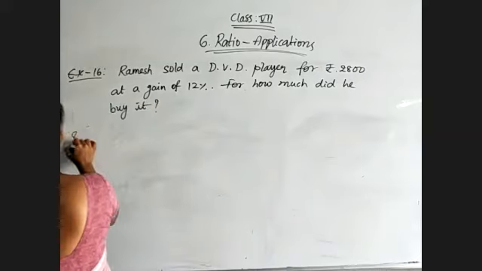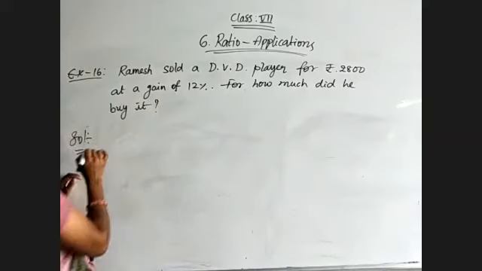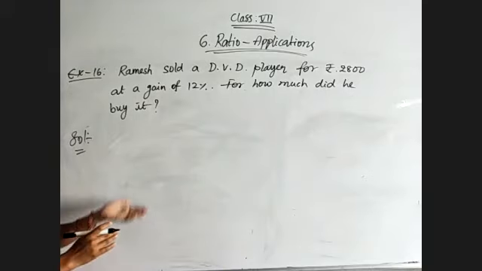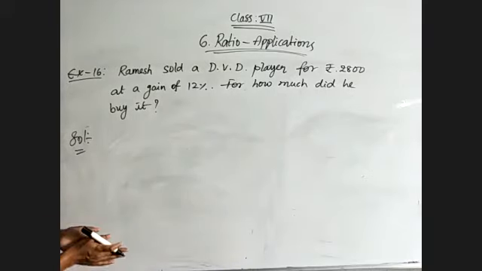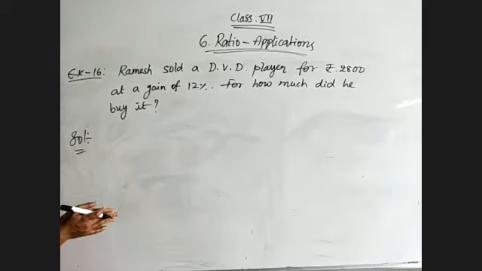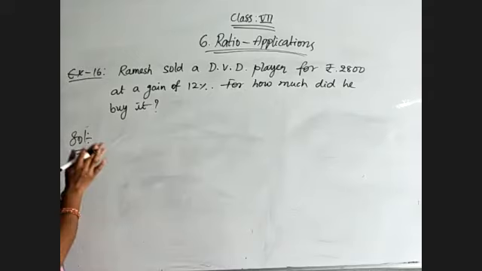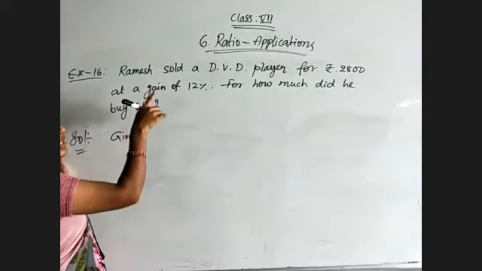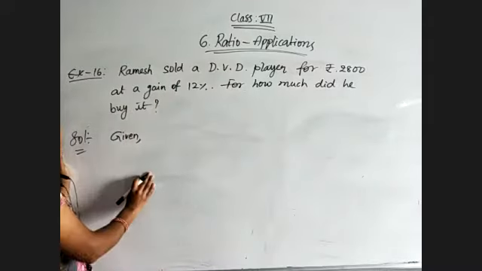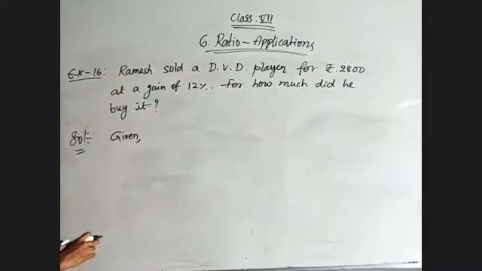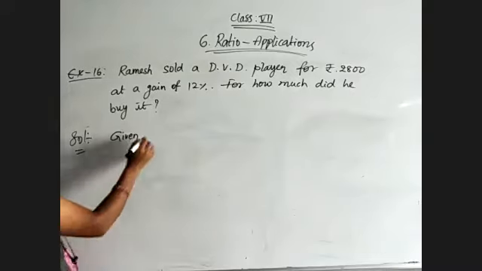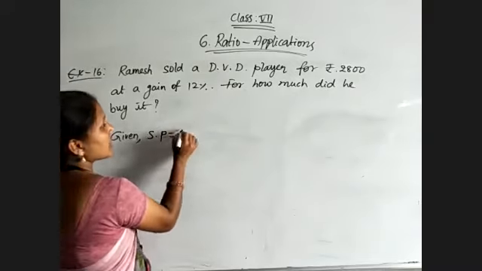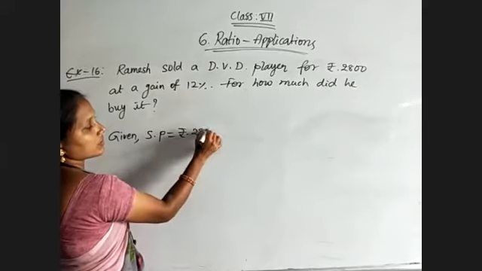This question also we can do by using proportion, by using formula, otherwise by using the unitary method. So I am using first which formula is suitable, and after that by using proportion we will see, that's all. Okay, now coming to the first, whatever values are given. Given Ramesh sold a DVD player for 2,800 rupees. Sold is nothing but selling price. So SP is given. SP is equal to 2,800 rupees.